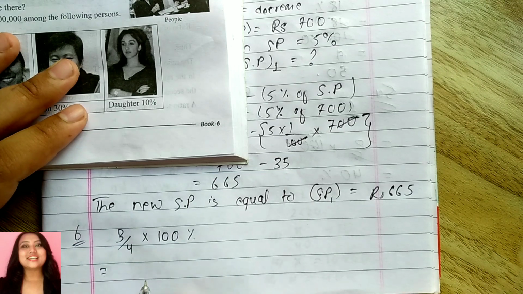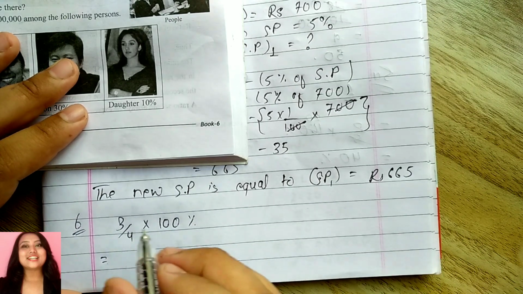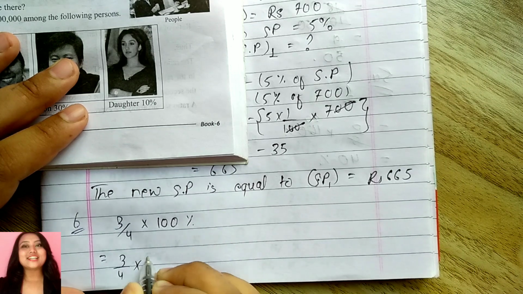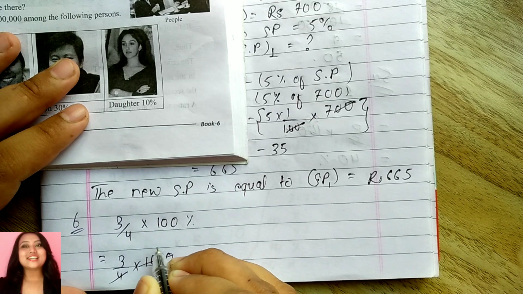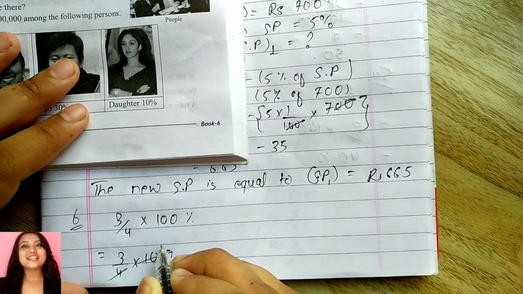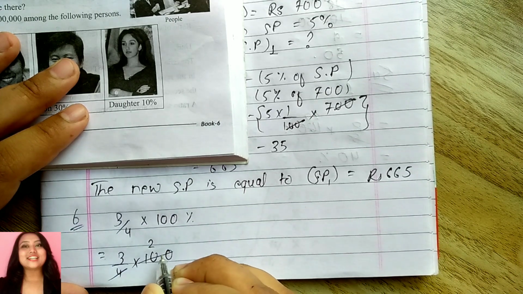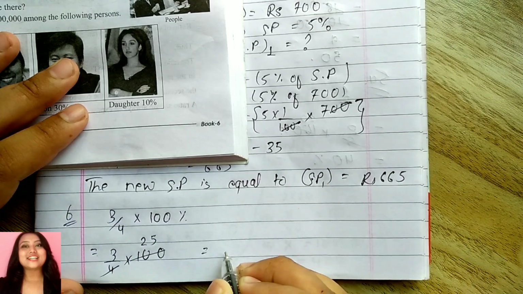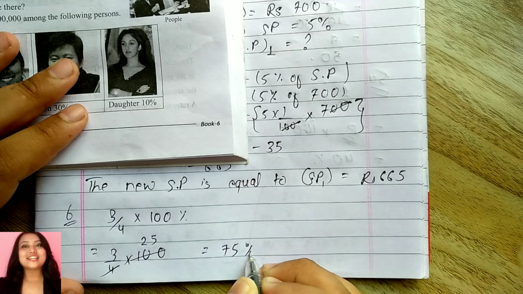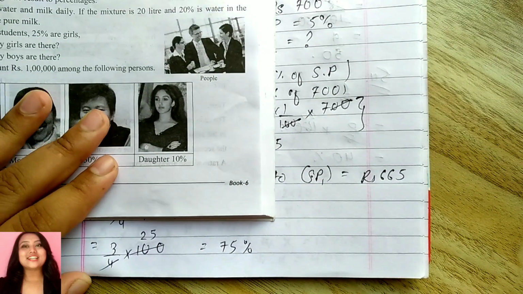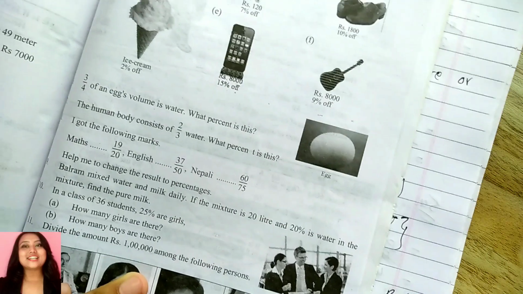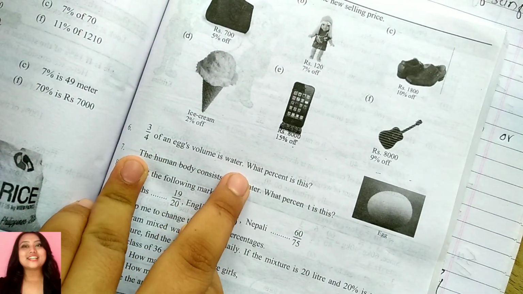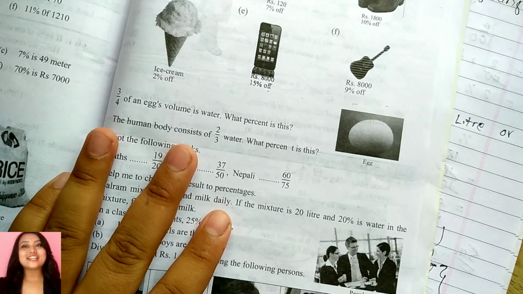This is the only thing that you have to do. I'm doing it directly. You have to write it in a language form also. 3/4 into 100 means 4, 4 2s are 8 and 2 is remaining, 4 5s are 20, and 3 into 25 is equals to 75%. So 75% of the X volume is water, right? That you have to write.